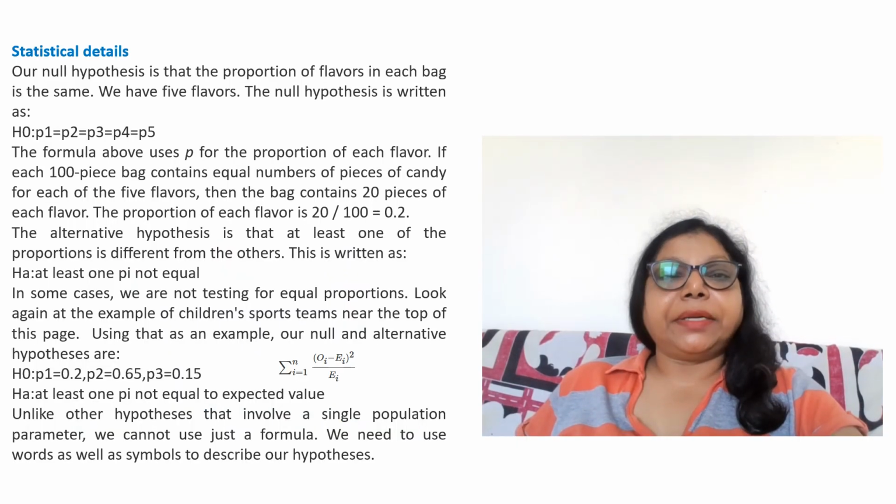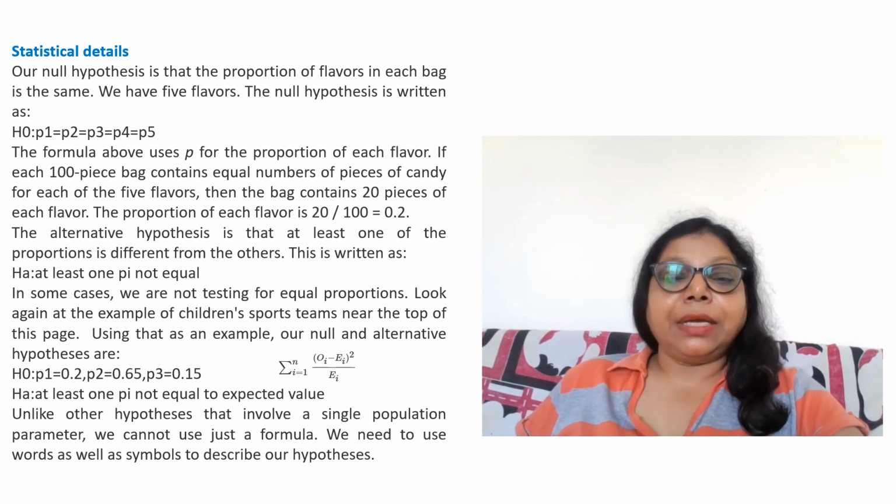Let's look at the candy data and the chi-square test of goodness of fit using the statistical terms. This test is also known as Pearson's chi-square test. Our null hypothesis is that the proportion of flavors in each bag is the same, and we have 5 flavors. So the null hypothesis is written as H0: P1 = P2 = P3 = P4 = P5.